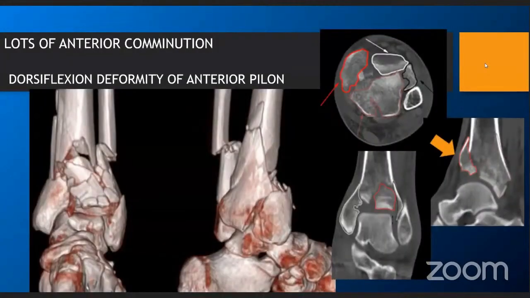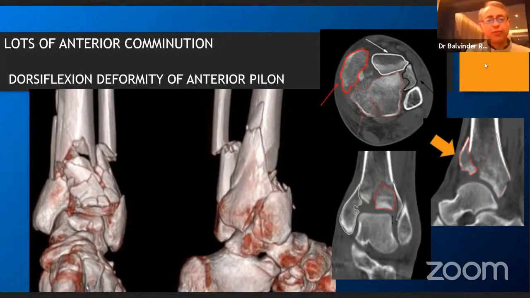So may I ask the other panelists, what should be our next step, ORIF or fusion? She's a 15-year-old girl with this kind of CT scan, a 2-month-old neglected, untreated injury.